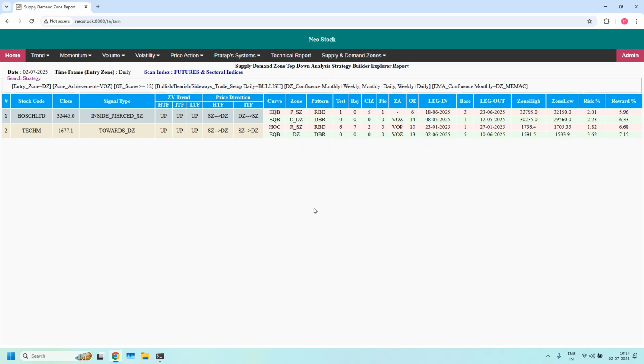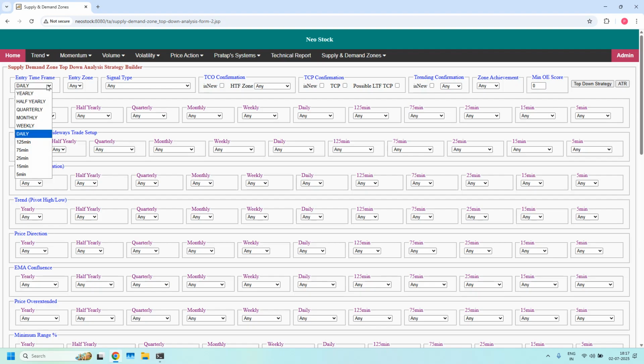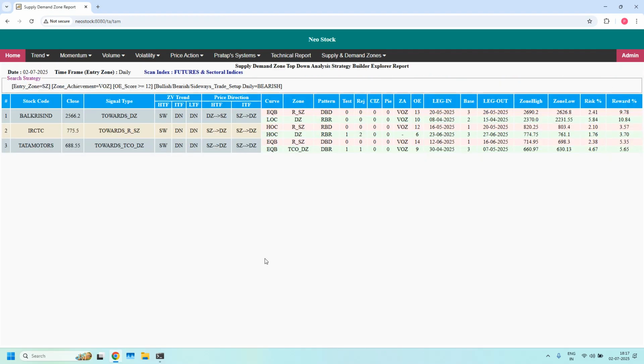Now, I will reduce the detailed explanation because I gave a very detailed explanation, so that next reports we will generate quickly. Next, bearish trade setup for monthly income trade. Entry time frame daily, entry zone supply zone, bullish or bearish at daily. I am selecting bearish. Zone achievement VOZ, minimum order enhancer score 12. Let's filter. We got 3 stocks supporting bearish trade setup for monthly income trade.